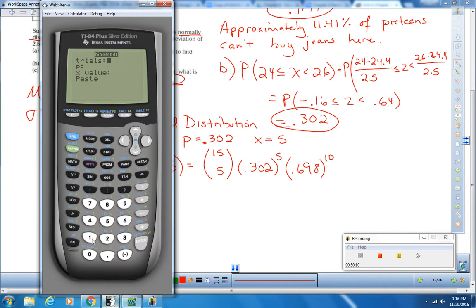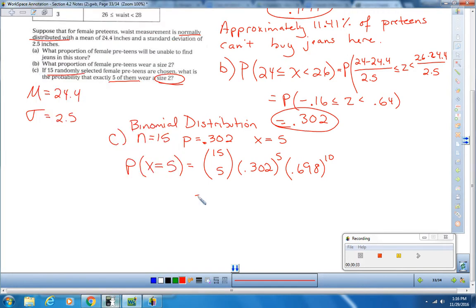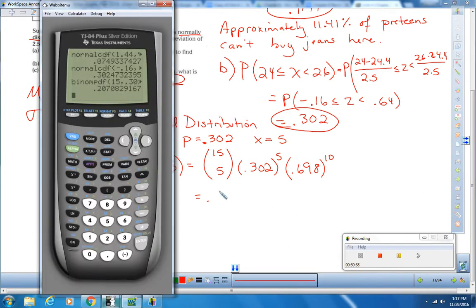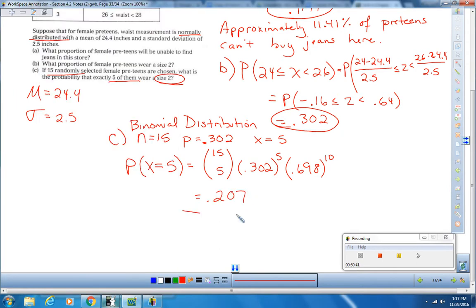So our number of trials is 15. Our probability of success is 0.302. And our number of successes is 5. Paste that in. I get a probability of 0.207. I think I said 0.0207, but I believe it was 0.207. All right.